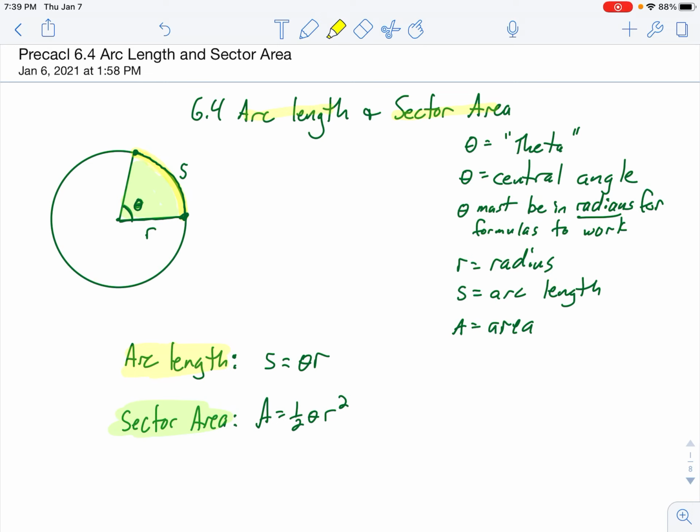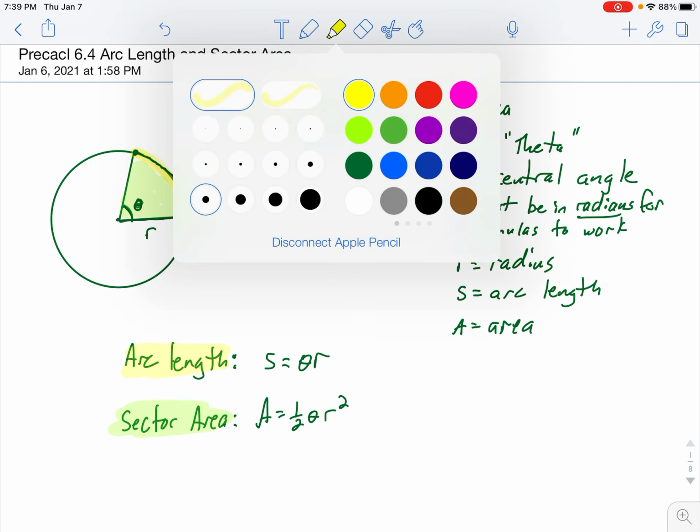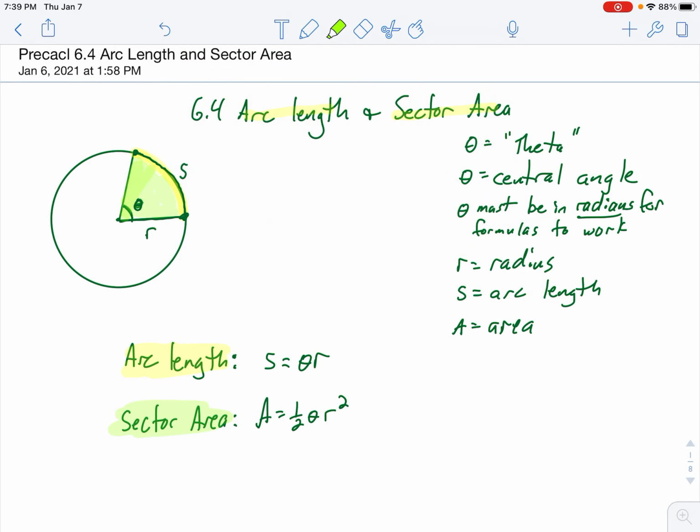The next, which is in green, is sector area. So the sector is like the slice of pie, the slice of pizza, the area of that. Of course, a whole circle has an area, A equals pi r squared, if you remember that. But for a section of a circle, called a sector, not a section, that area has its own formula as well. So we need to get familiar with those terms, arc length and sector area.